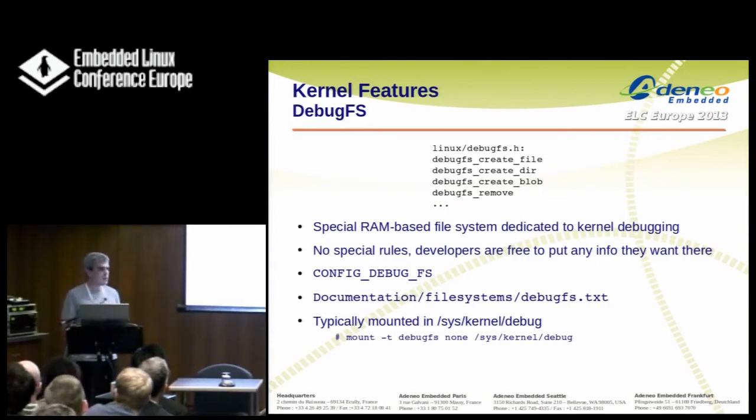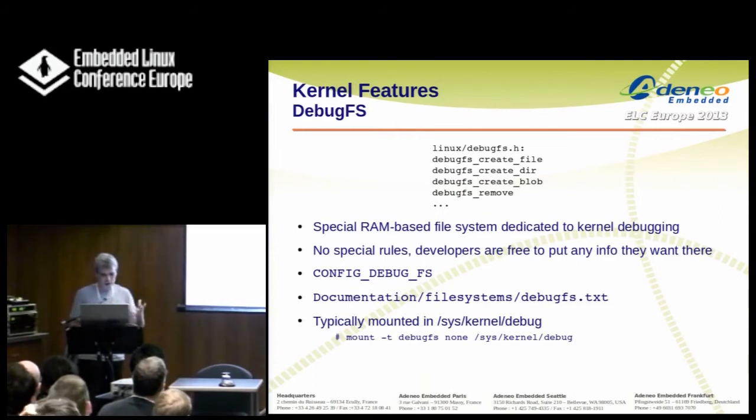With proc, normally you have rules: you only put process information on the file system. With sys, you have all the kernel objects and the information related to these kernel objects, and there are rules for developers to put only one value per file and things like that. In debugfs, you can do whatever you want. It's just an interface for the user land to get kernel debugging information.